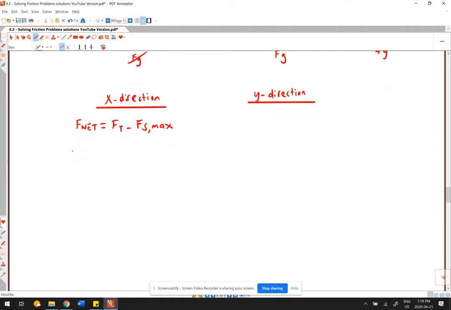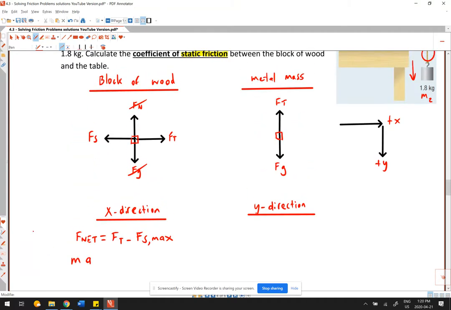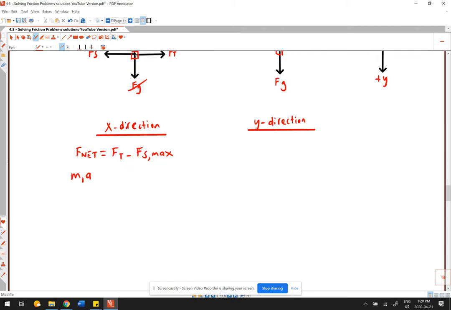Now, net force is equal to mass times acceleration. But we want to be specific. We're talking about, in this case, the block of wood, or mass 1, and the metal mass is mass 2. So we're going to say mass 1 times acceleration equals the tension force minus our static friction maximum.